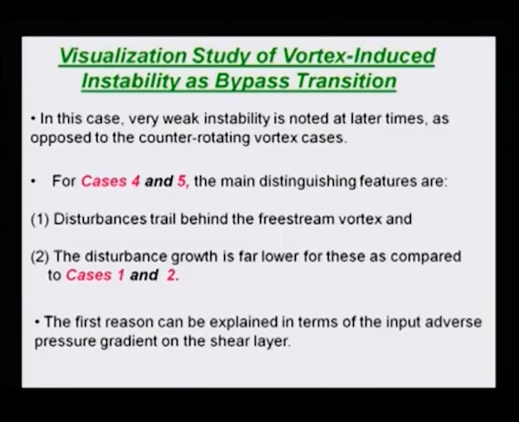So, we can summarize for this clockwise rotating case that here we see a weak instability at a later time as opposed to the counter rotating vortex cases. And for these two cases, the main distinguishing feature is the disturbance trail behind the free stream vortex, and the disturbance growth is far lower for this as compared to the other two cases. Okay. Now, this can be explained in terms of the induced adverse pressure gradient, and this is what I told you about the scouring effect. That is exactly what the adverse pressure gradient tries to do also. It helps in doing that.